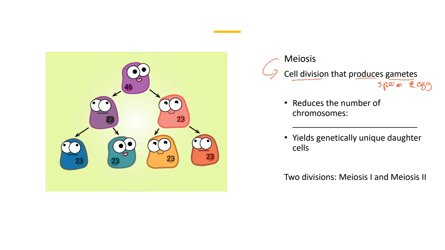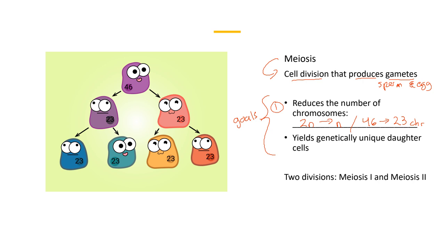Now I'm gonna put here as a goal. What's the goal of meiosis? Kind of two main goals. Number one, it's gonna reduce the number of chromosomes by half. So we're gonna go from diploid to haploid. We're talking about humans. We're gonna go from 46 chromosomes to 23 chromosomes. So 23 chromosomes is what's going to be in the sperm, 23 chromosomes in the egg.